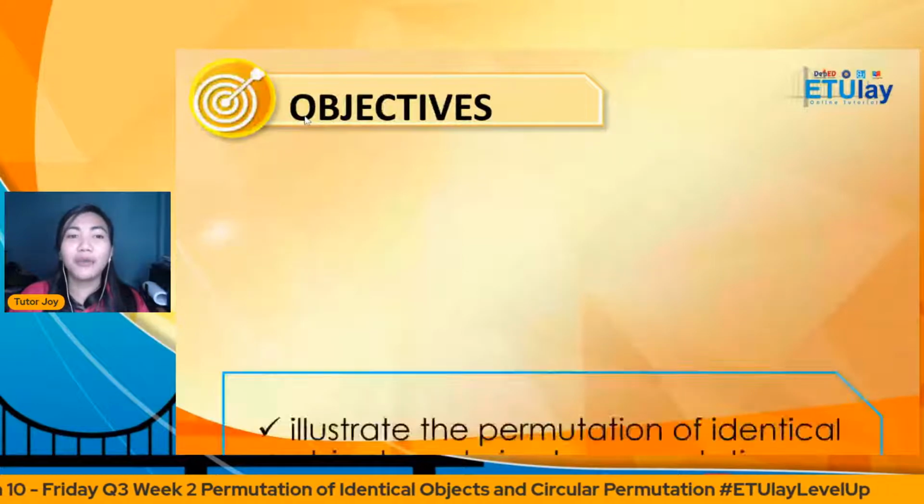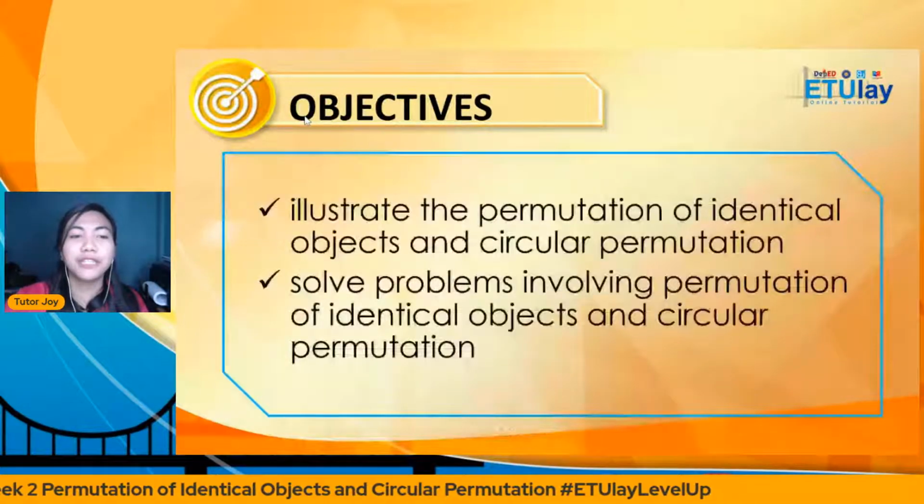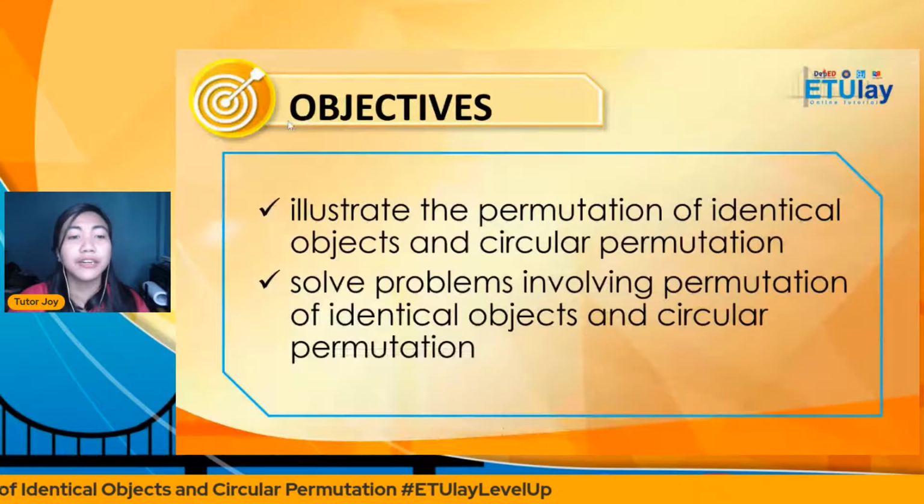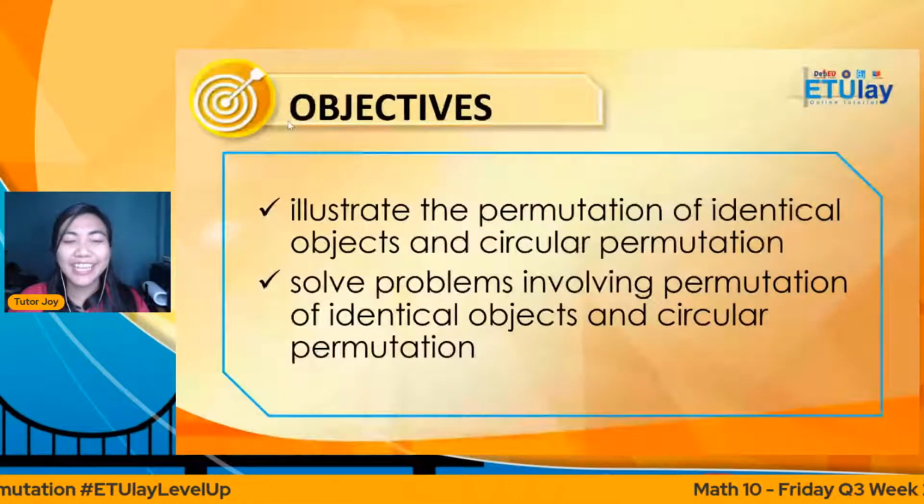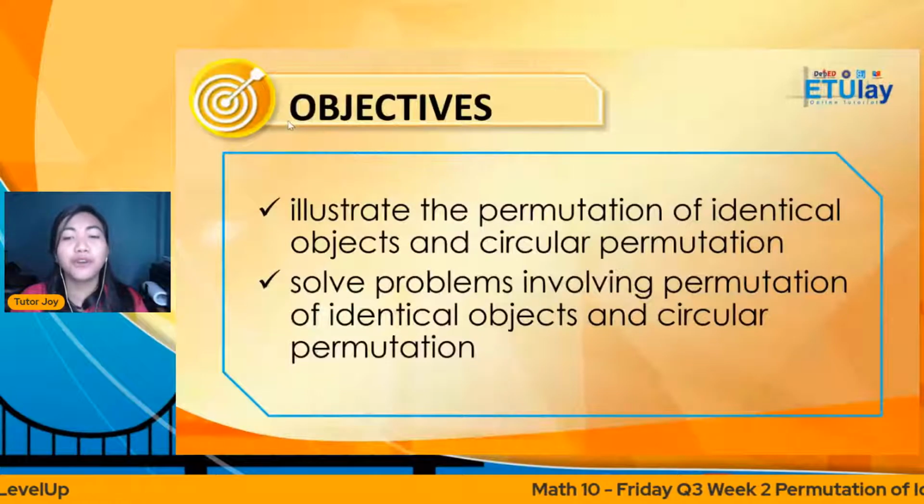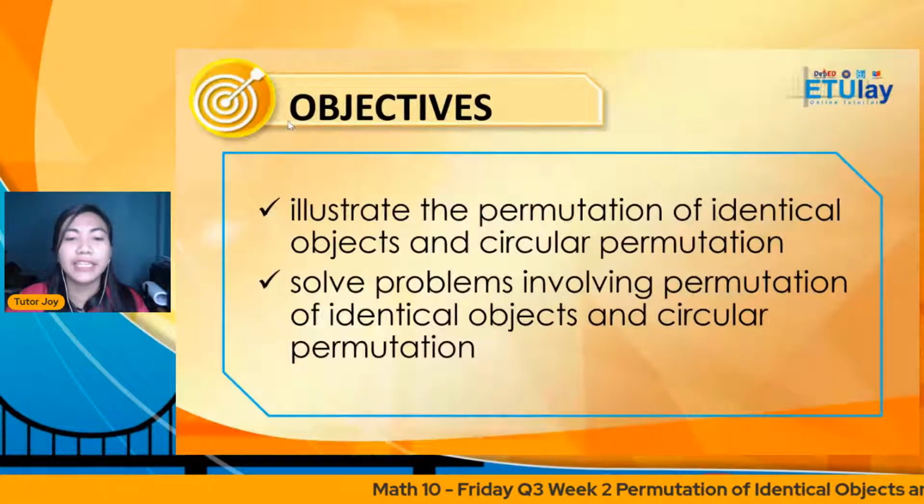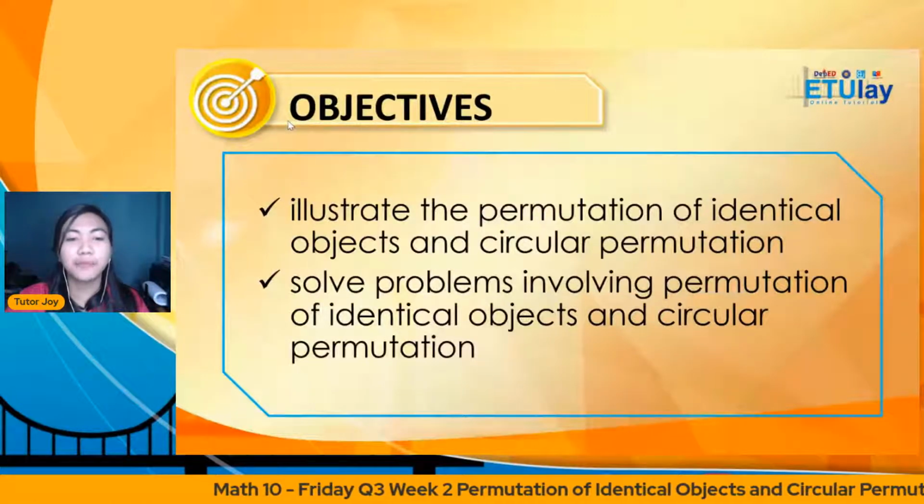So for today, our objectives are the following. First is to illustrate the permutation of identical objects and circular permutation. And next is, of course, to solve problems involving permutation of identical objects and circular permutation.